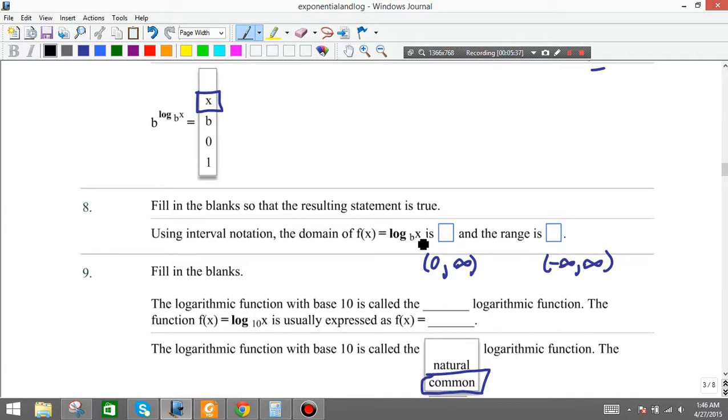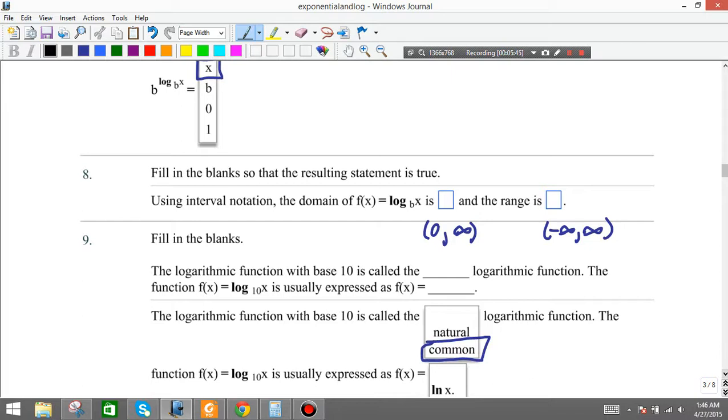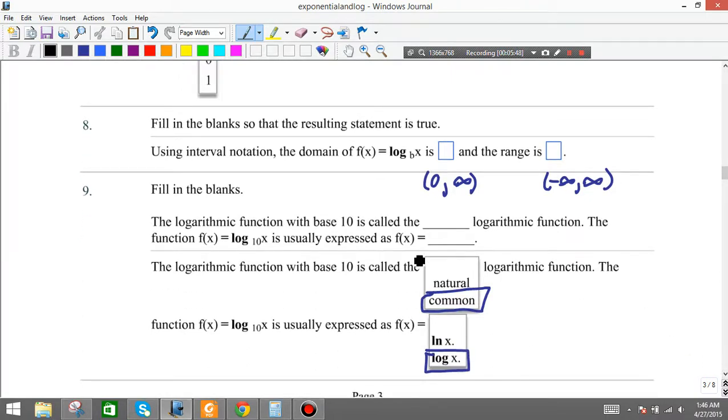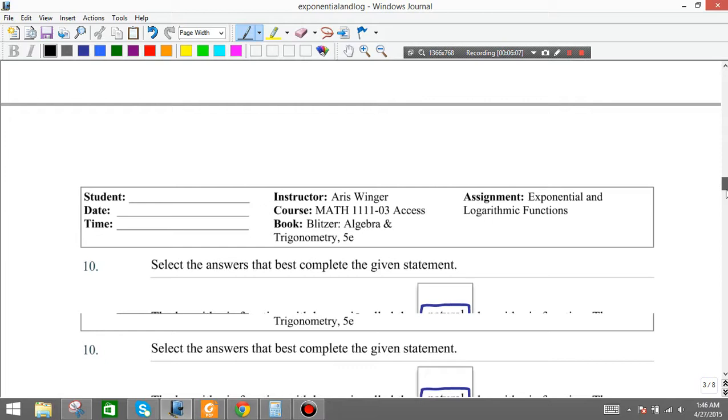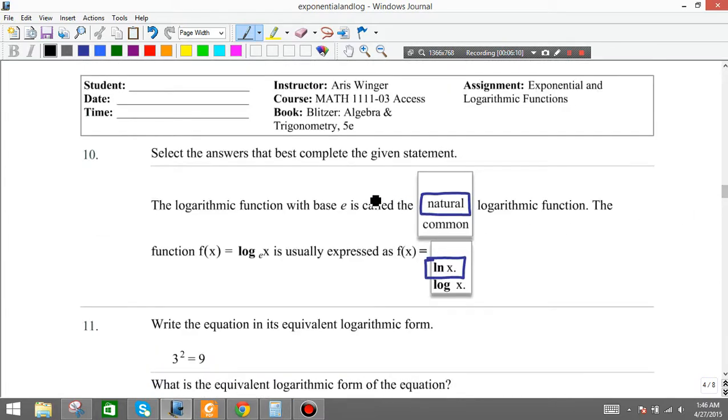The domain of the log is 0 to infinity, and the range is minus infinity to infinity. If you have a log and the base is 10, then we call it the common log function, and on your calculator it just looks like log, and we just write it with no base. So log base 10 of x is usually written without a base. If the base is e, which is a special number, then we call it the natural log, and here's the notation for it.